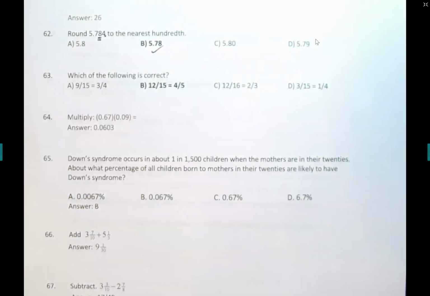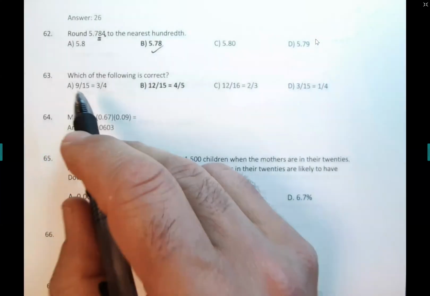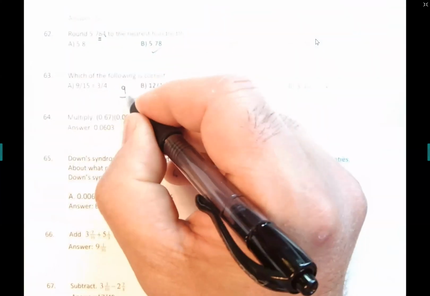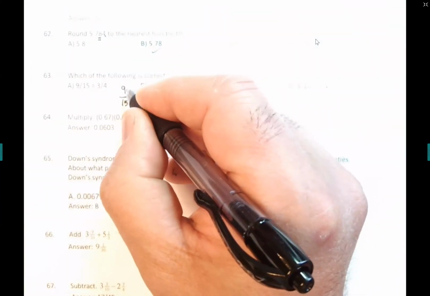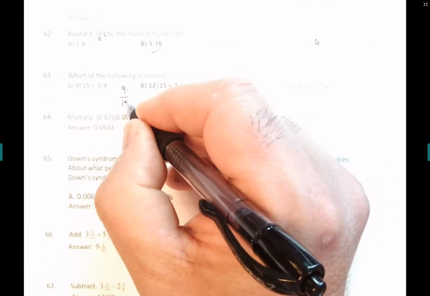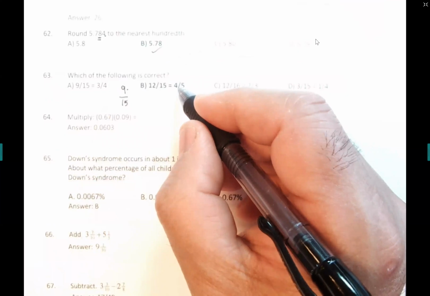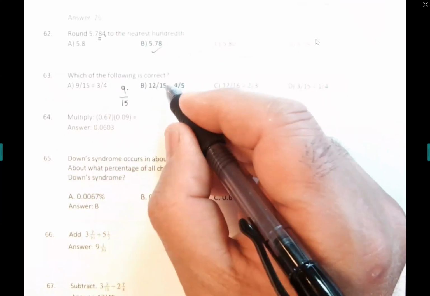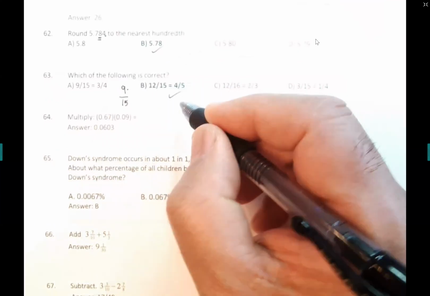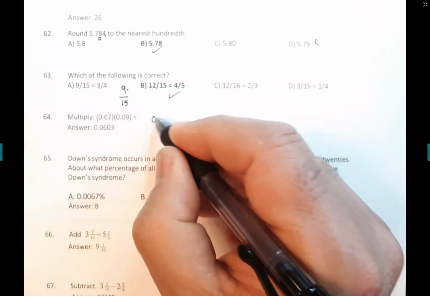Which of the following is correct? Is 9 over 15 equals 3 over 4? Well, actually not. Why? Because if I reduce by 3, I get 3. If I reduce by 3, I get 5, but it says 4 here. 12 over 15 is 4 over 5. Yes. If I reduce by 3, I get 4. I reduce by 3, I get 5.